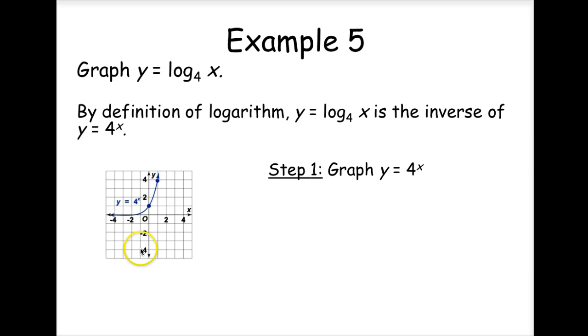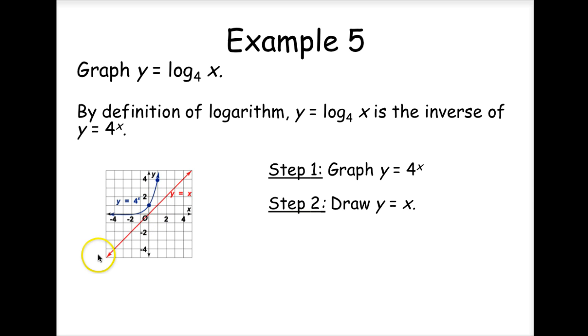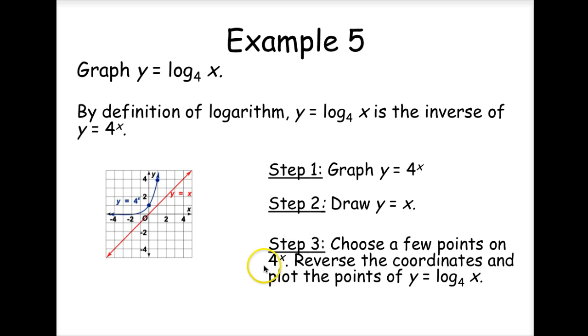You may have to make adjustments to your window to get what you need to, but notice their scale is 1. And you really don't need to go any higher than y max of 4, y min of -4, x max of 5, x min of -5. That'll give you a good view. Then draw y is equal to x, okay? So 0, 0, 1, 1, 2, 2. And then choose a few points on this first line and reverse the coordinates. Remember, we reversed the x and the y. So you could go to second, look at your table of values, and reverse some of those coordinates in order to graph y is equal to log base 4 of x.